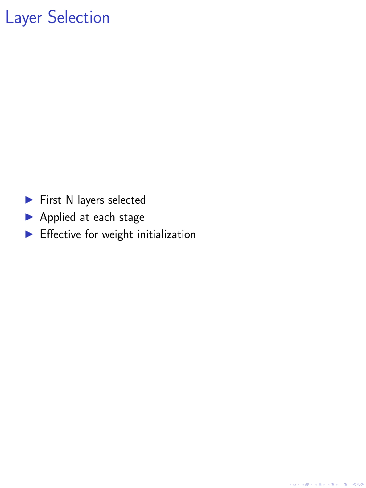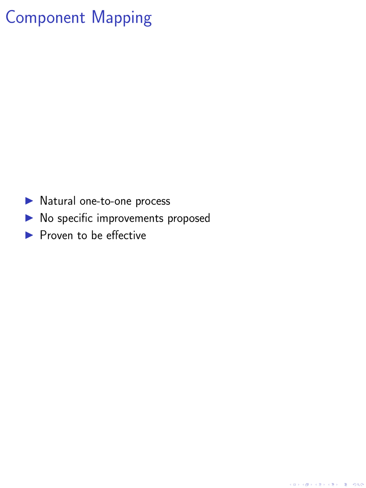The second step involves component mapping between the student and teacher models. Given that models of the same family have an identical set of components, this mapping is a natural one-to-one process. We do not propose any specific improvements or modifications in this step, as the straightforward mapping process has proven to be effective. The third step is element selection.